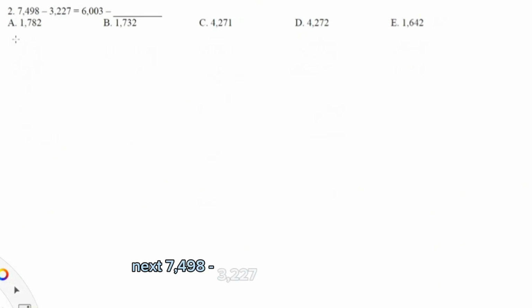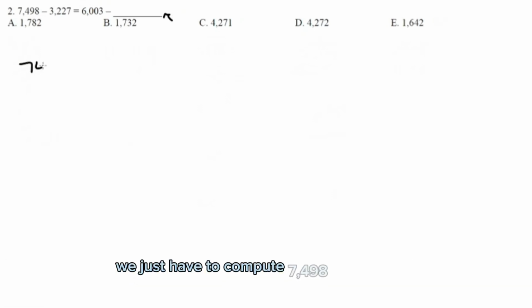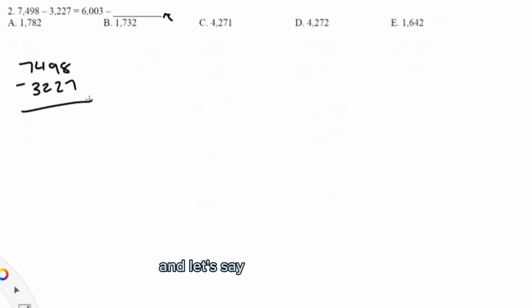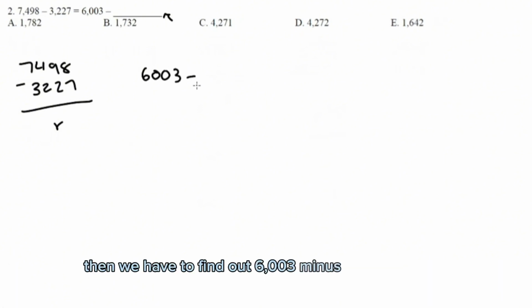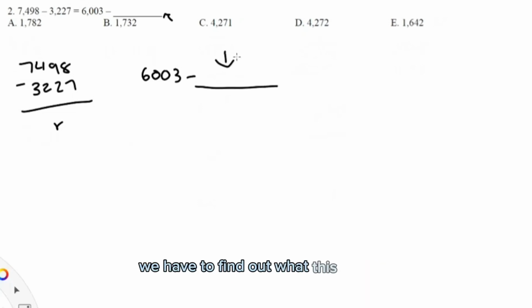7,498 minus 3,227 equals 6,003 minus blank. This is the value we're trying to find right here. Alright, the way we do this is actually really simple. We just have to compute 7,498 minus 3,227, and let's say that gets us R. Then we have to find out 6,003 minus what? We have to find out what this value is equals that R value.